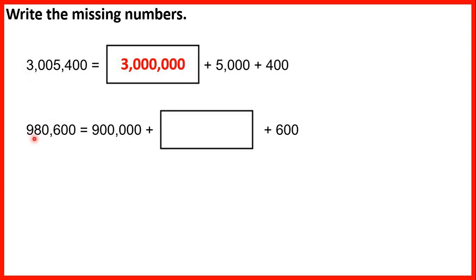Now we have 980,600 equals 900,000 plus something plus 600. So they've partitioned the 9 into 900,000 and the 6 into 600. So we need to partition this 8, this digit here that's in our 10,000s place. So this 8 stands for 80,000. That's 8 followed by 4 zeros, because notice in our number after the 8 we have 1, 2, 3, 4 digits, and when we partition we turn digits to the right into zeros.